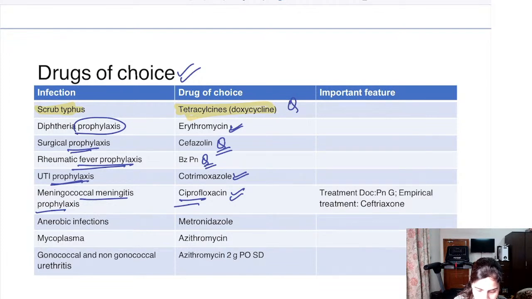Okay. Treatment, the drug of choice is penicillin G. Empirical treatment, ceftriaxone. Okay. Treatment, drug of choice, penicillin G. Empirical treatment, ceftriaxone. Prophylaxis, ciprofloxacin. All right. Anaerobic infections, metronidazole. Mycoplasma, azithromycin. Gonococcal or nongonococcal, anything, you have to give azithromycin.